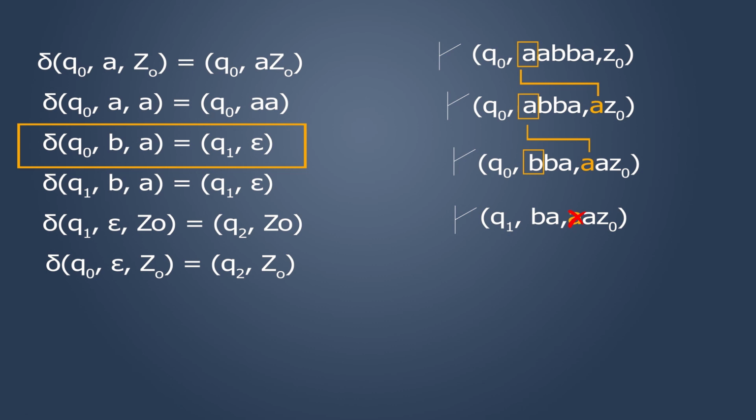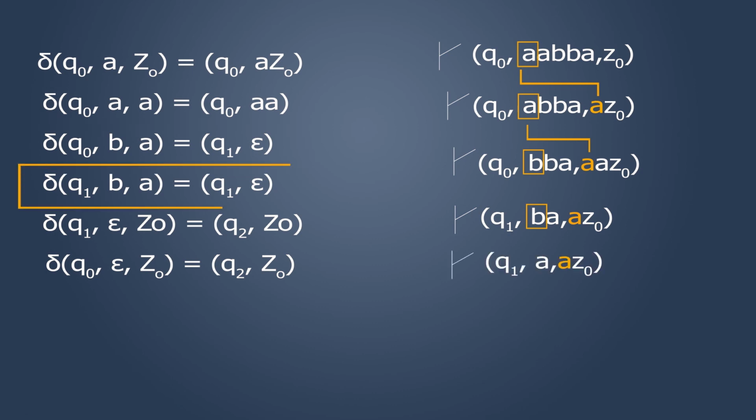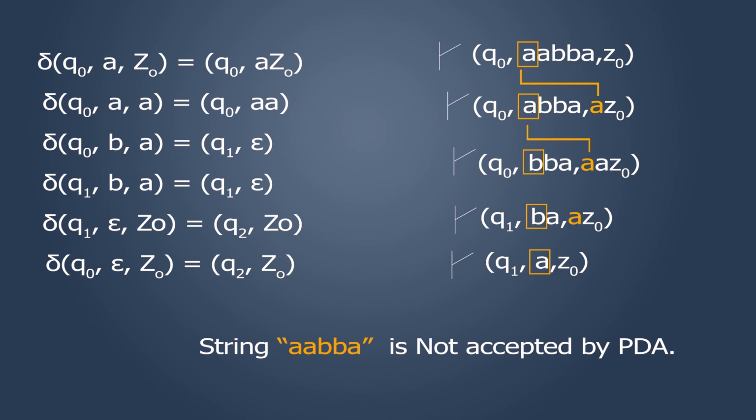Now we are on Q1 state and again my input symbol happens to be B and my top of the stack happens to be A. So this transition function would get executed and it would remove the top of the stack. Now we are on Q1 state. Now my input symbol happens to be A and my top of the stack happens to be Z0. If you see the transition functions, we have not written any transition function for this case. So this string will not be accepted by my pushdown automata.